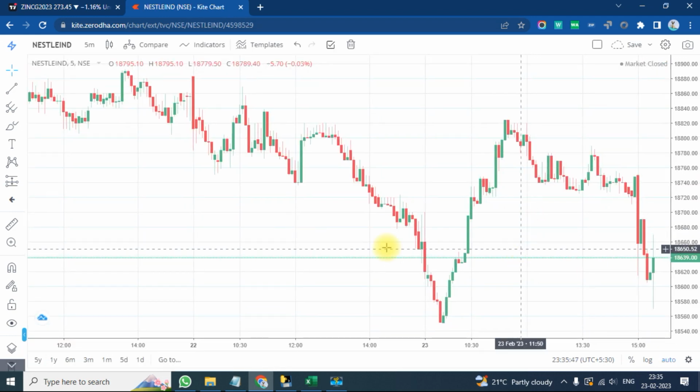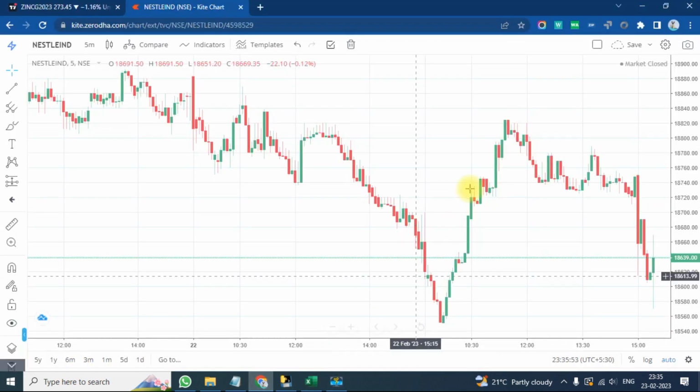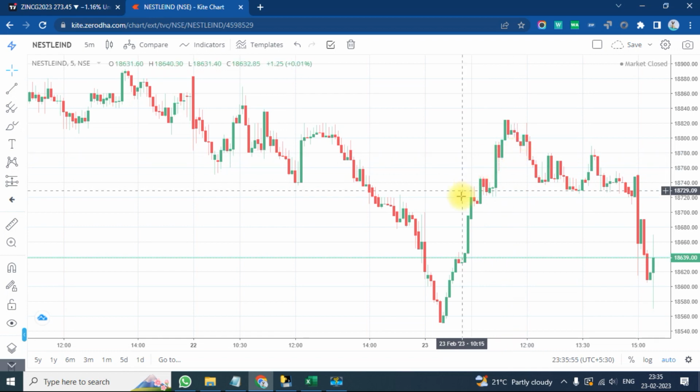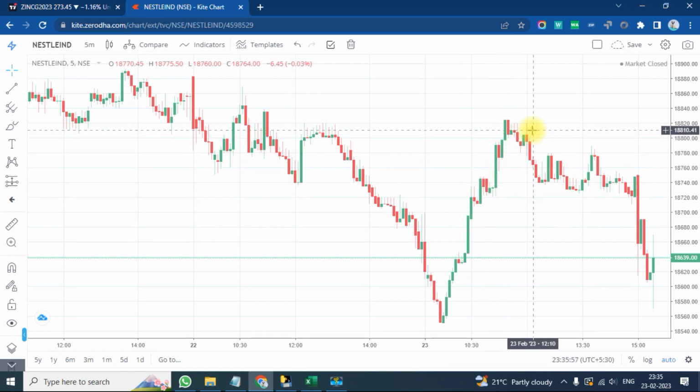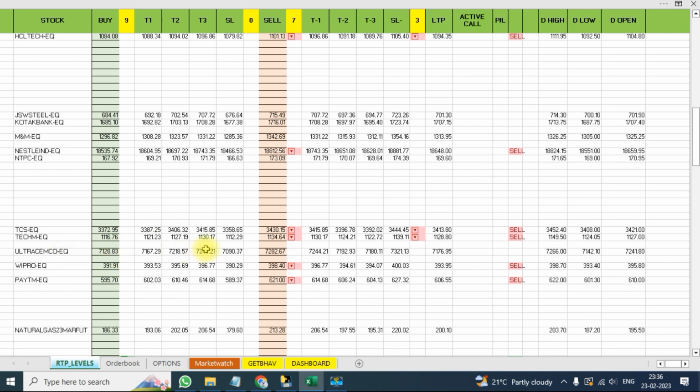Nestle, this is also a selling point at 18,812. Here, 18,812 was a selling point, and today's high is this one. These levels are generated every day in the morning at 9:15. It is not like they keep changing every time. Every day at 9:15 it will be ready, showing which stocks to buy and where to sell.